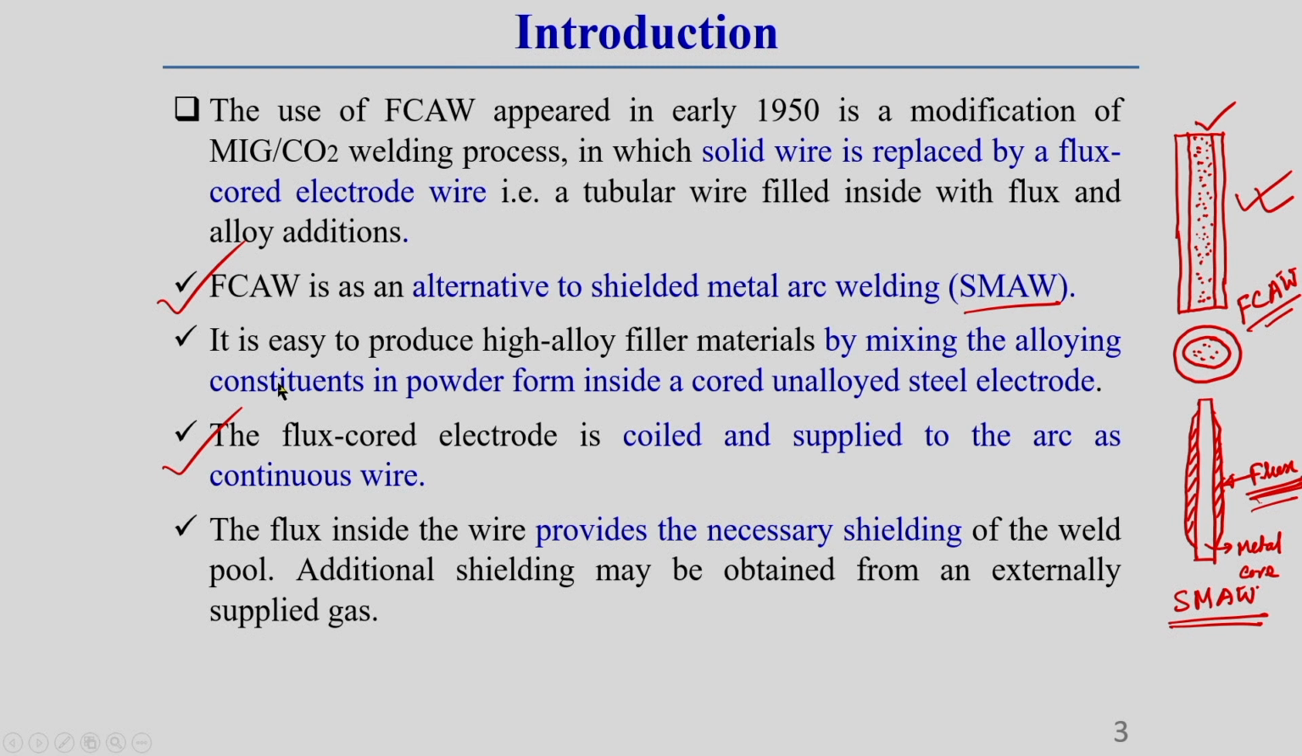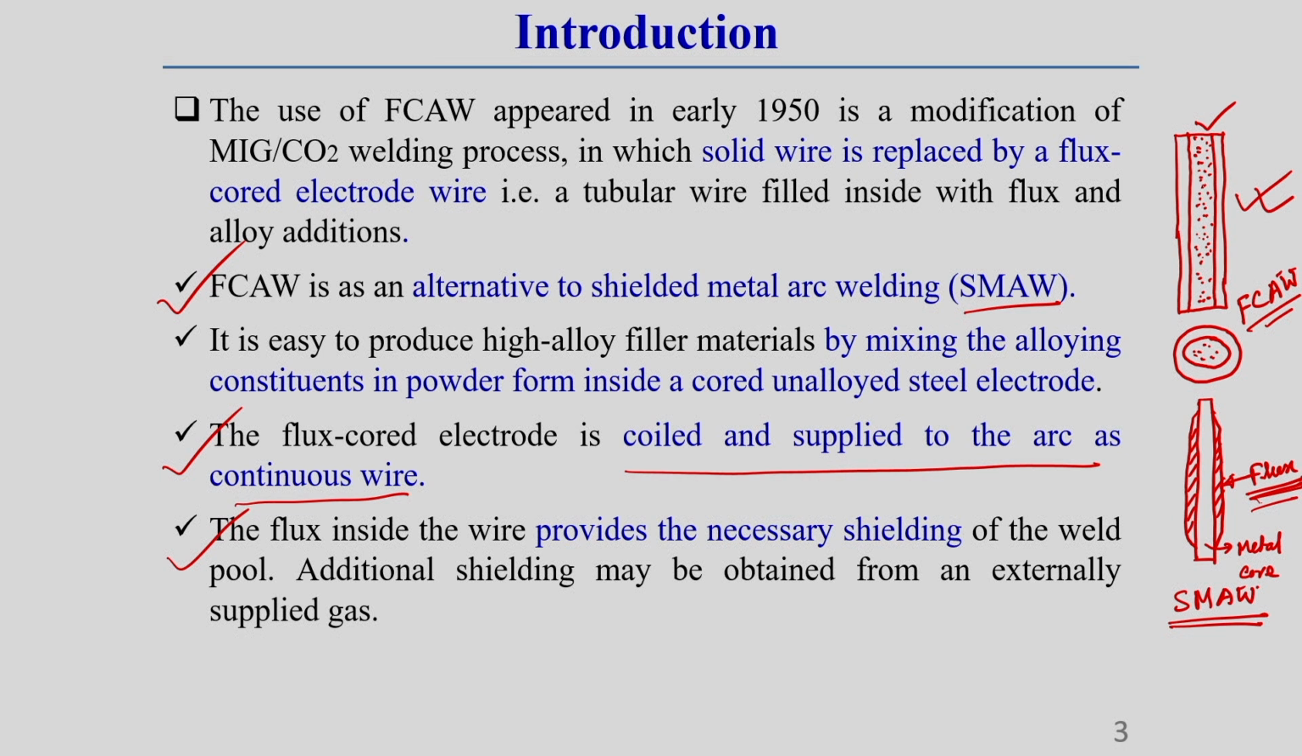Now, you see this fourth point I have written: this flux core electrode is coiled and supplied to the arc continuously, which I have told you, because the wire is metallic in nature. That is why you can wind up this wire on a spool.